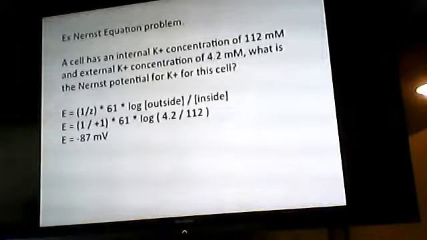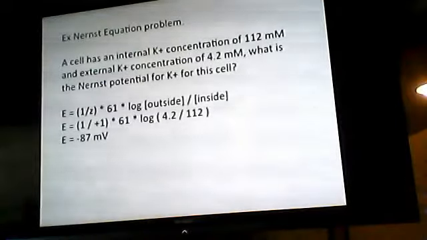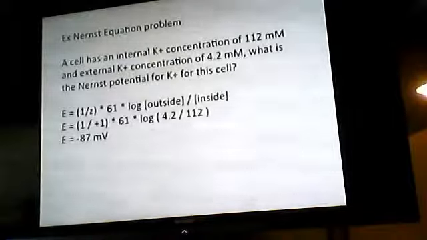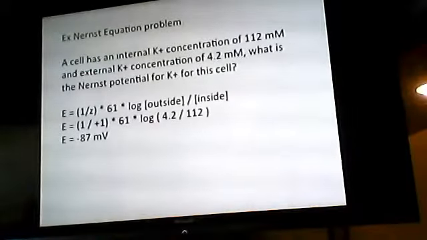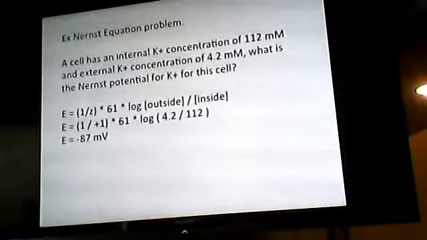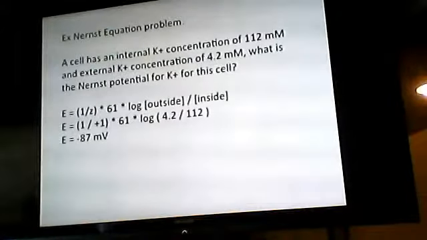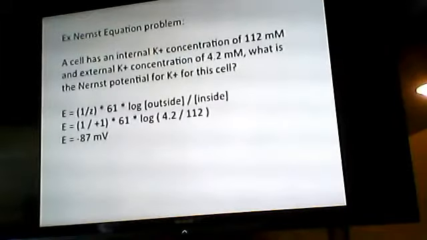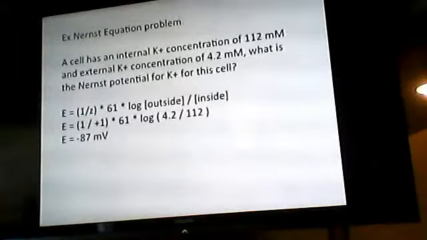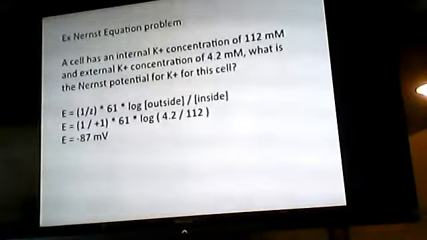So a cell has an internal potassium concentration of 112 and external concentration of 4.2. So remember, the equation is 1 over the charge, so +1 for potassium, +2 for calcium, things like that. Chloride is a -1. Anyways, times 61 times log of 4.2 over 112, that gives us -87. And that would just be a very straightforward way to answer the question, and then you can move on.